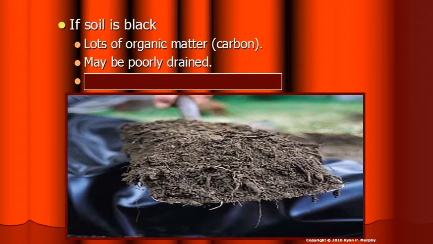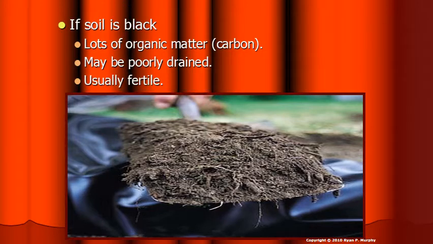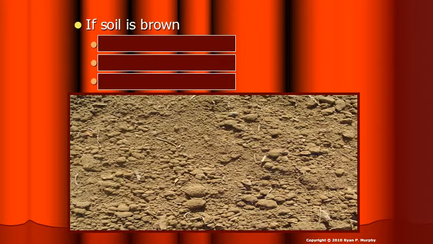It may be poorly drained if it's black. That might not be a good thing. And it's usually pretty fertile. So black soil isn't bad, but it's maybe not the best.